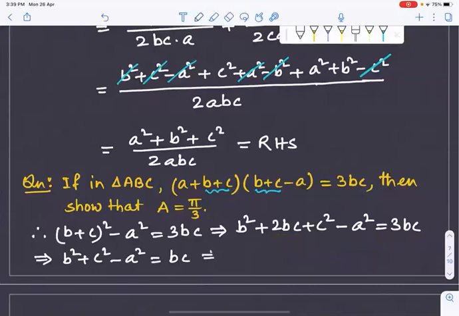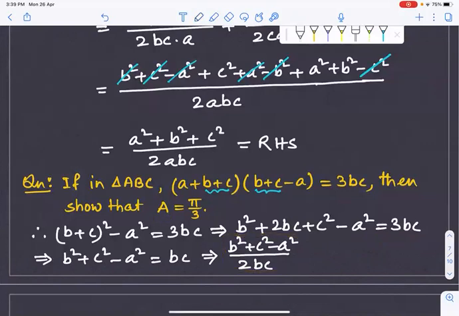Now this implies (b² + c² − a²) divided by 2bc. Why did I divide by 2bc? Because this is the formula for cos A, the cosine rule. I have to find something about A, so cos A I have got here.